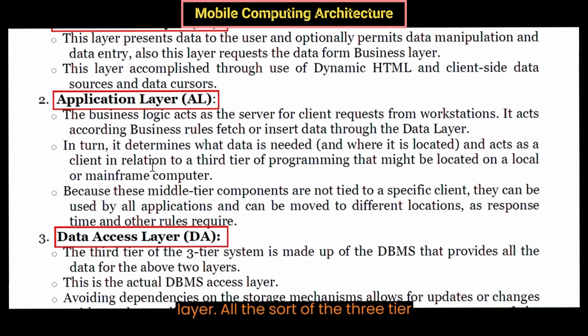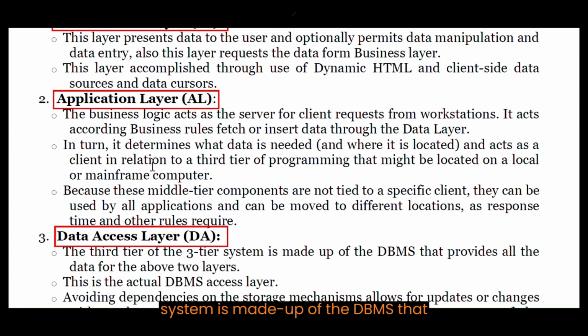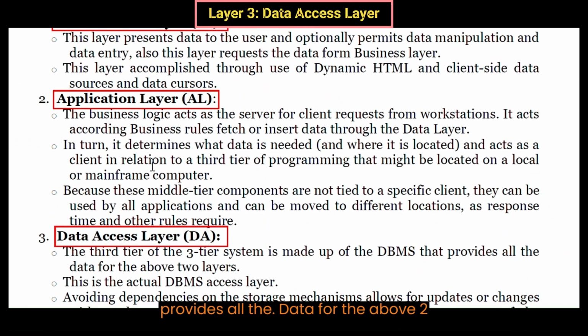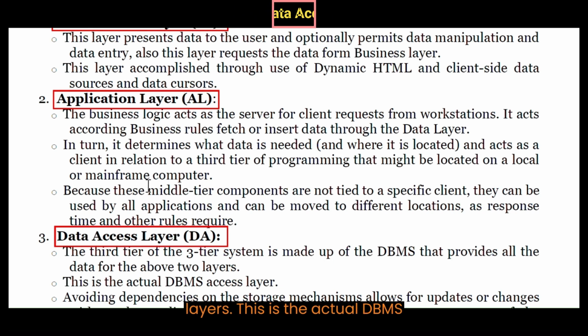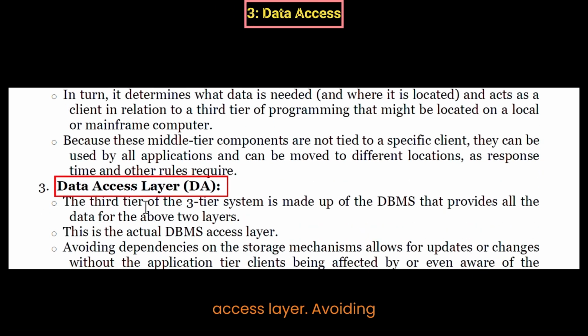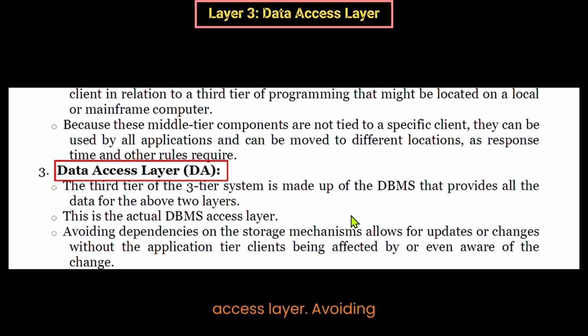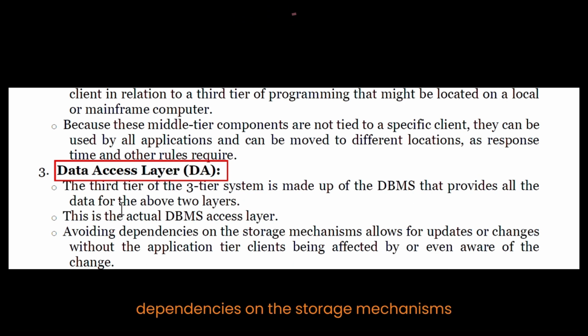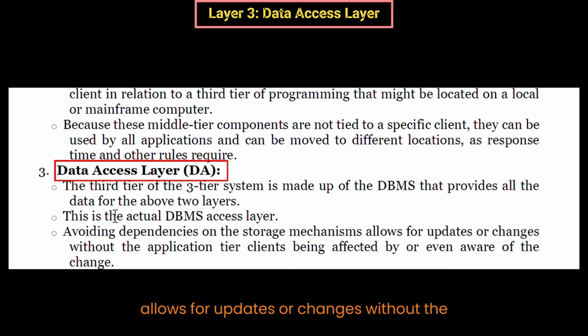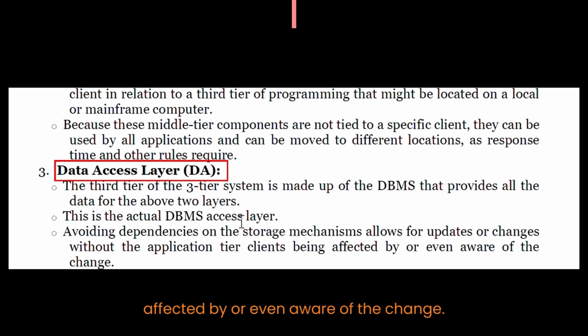Layer 3, data access layer. This last part of the three-tier system is made up of the DBMS that provides all the data for the above two layers. This is the actual DBMS access layer. Avoiding dependencies on the storage mechanisms allows for updates or changes without the application or its clients being affected by, or even aware of, the change.